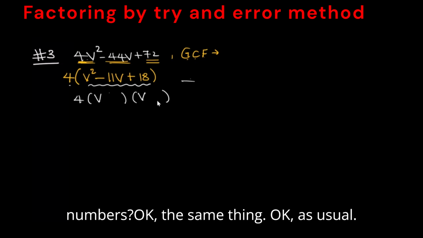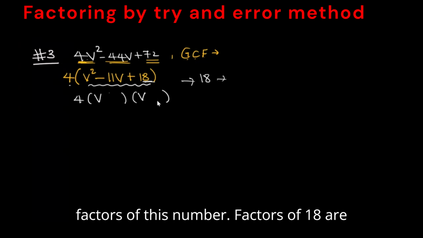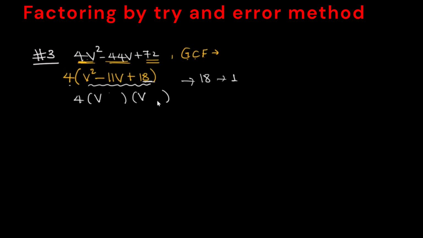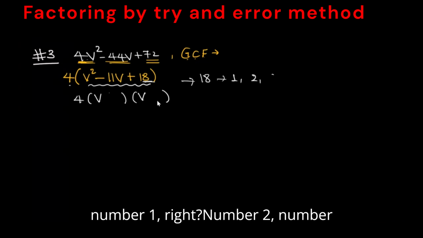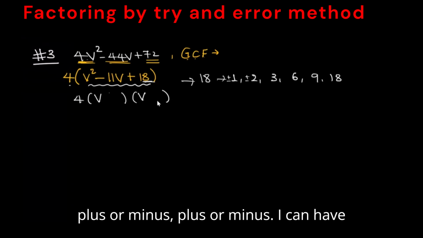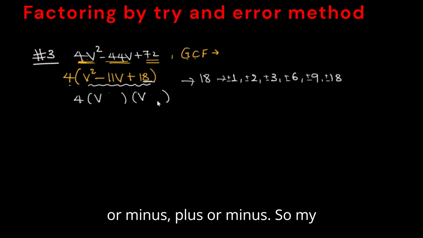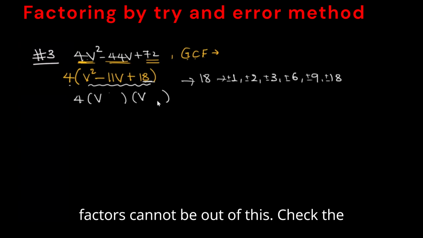Okay, the same thing. As usual, just factors of 18. Factors of 18 means factors of this number. Factors of 18 are number 1, number 2, number 3, 6, 9, and 18. I can just say plus or minus of these, all integers, plus or minus. So my factors cannot be out of this.